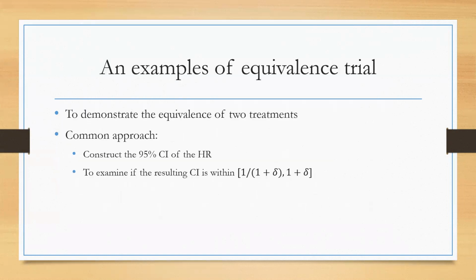So here's a very simple example showing the advantage of using RMST in equivalence trials. As you know, to demonstrate the equivalence of two treatments, we oftentimes estimate a hazard ratio and construct the 95% confidence interval. If the resulting confidence interval is within an interval around one, then we would claim these two arms are equivalent. For example, if the confidence interval is within the interval from 0.7 to 1.3, then we say it's okay, right?